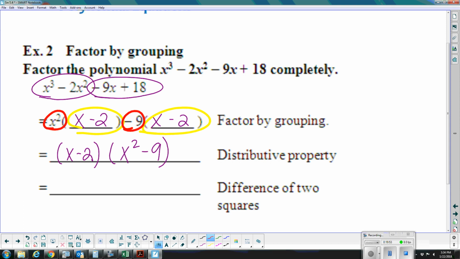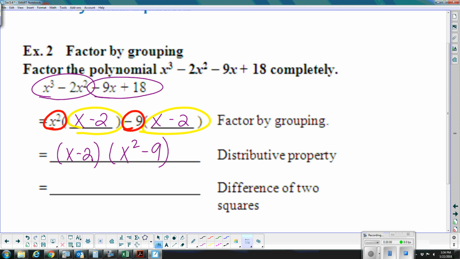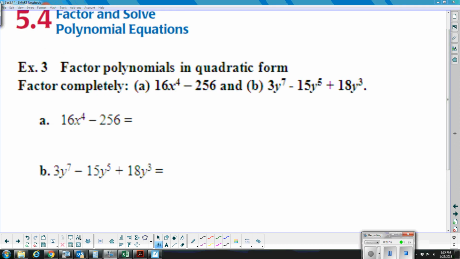And then lastly, x squared minus 9 is not factored completely. We can use the difference of two squares rule. So we've got x minus 2 times x minus 3 times x plus 3. Because x minus 3 and x plus 3 are the factors of x squared minus 9. So we'll do a couple more of these together, and then you can try a couple on your own.